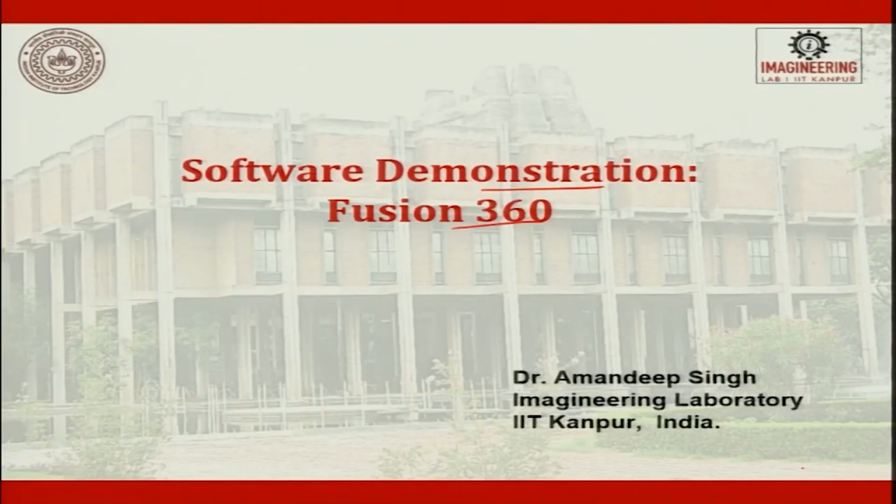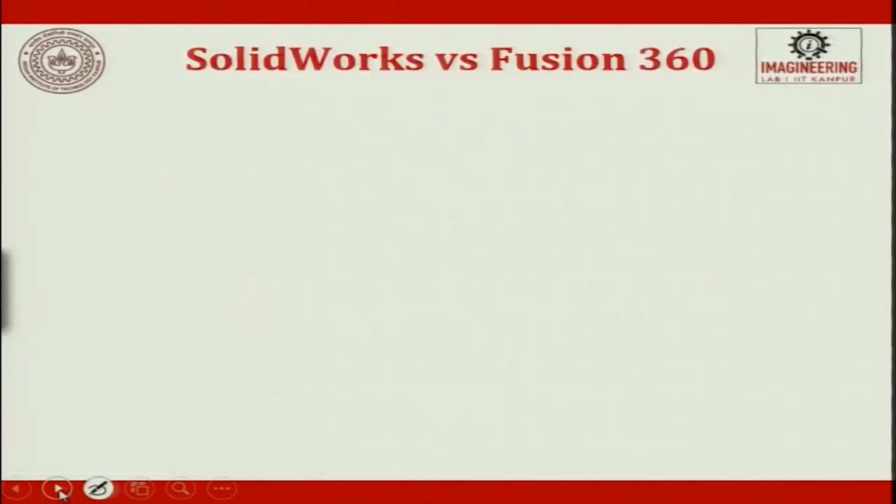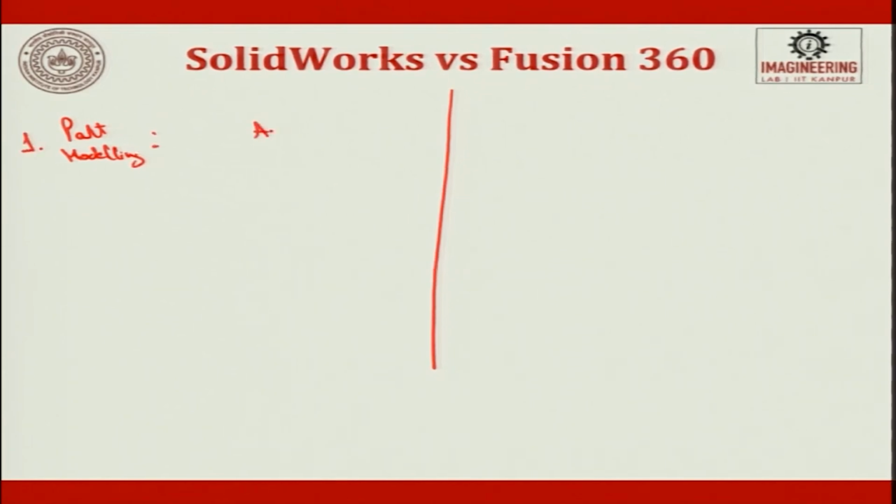I will come back with the differences between SolidWorks and Fusion 360 first. What are the differences? I will divide it into 2-3 categories. First is part modeling. Okay, category 1. In part modeling, SolidWorks is actually assembly driven software, and Fusion 360 is more known as a multi-component part system. So, what does this mean?